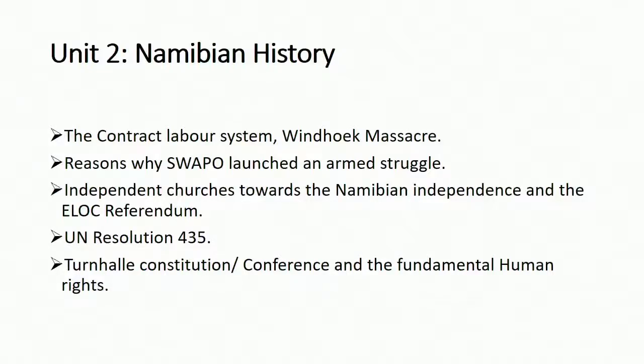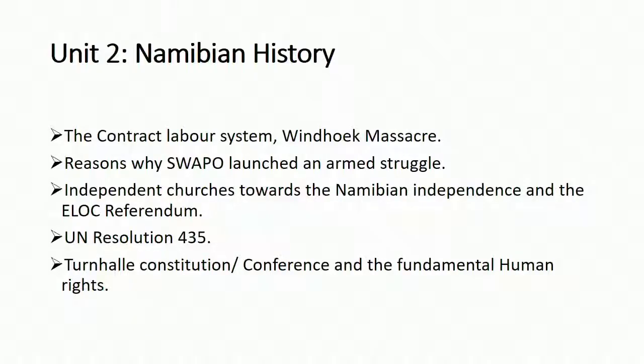And towards the role independent churches have played, we have a specific role, which is the Eloque referendum. What is an Eloque referendum? You should know how it was held, who was responsible for it, and how it contributed to the independence of Namibia.